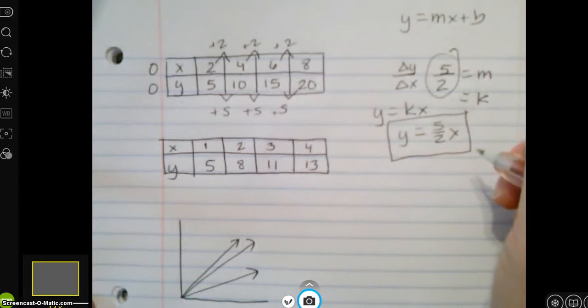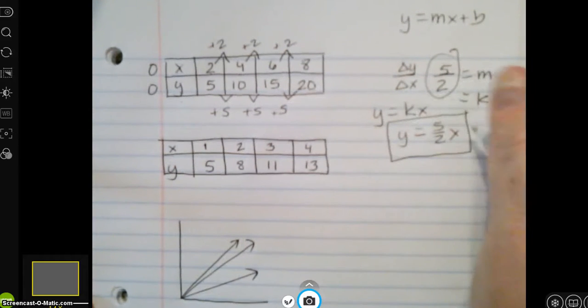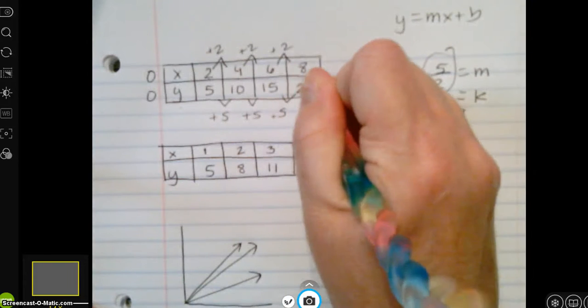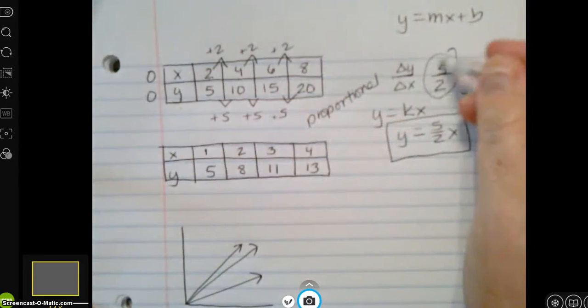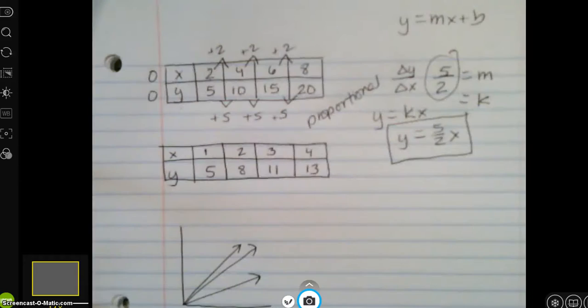There's no plus, there's no minus. Okay, so this one is proportional, guys. Write that word, proportional. Why is it proportional? It has a constant rate of change, and it goes through 0, 0.